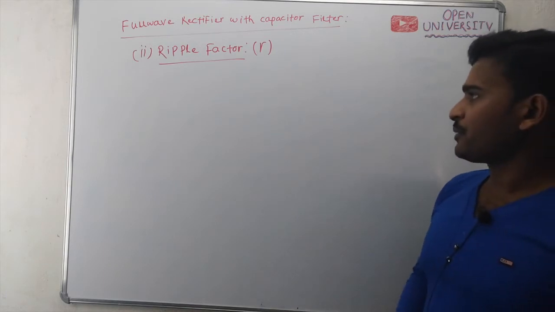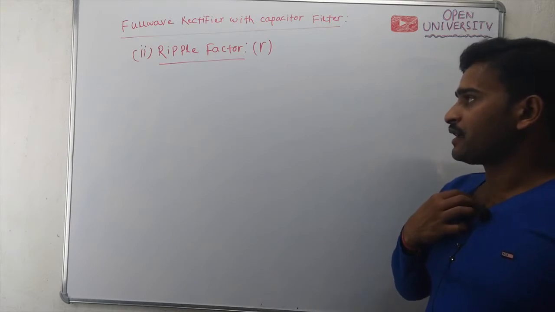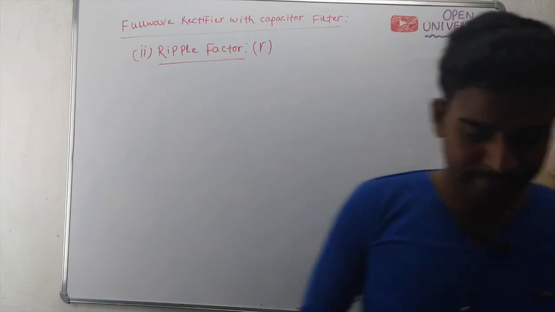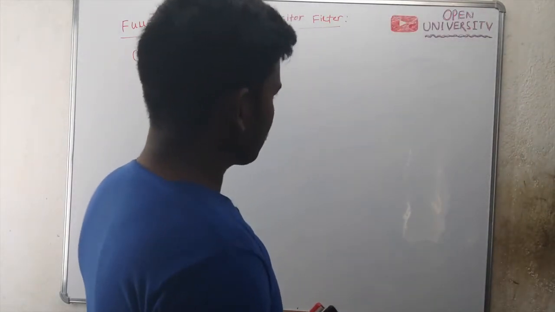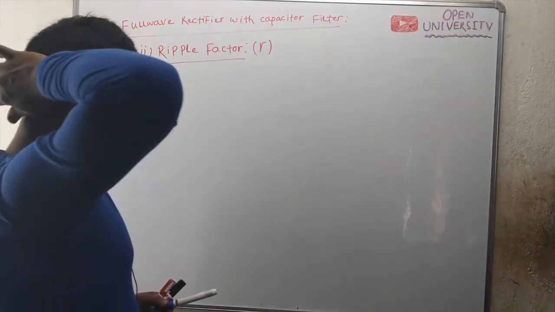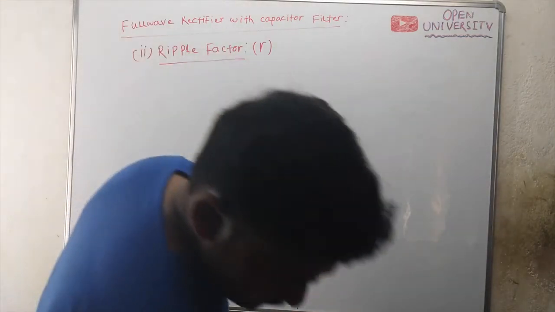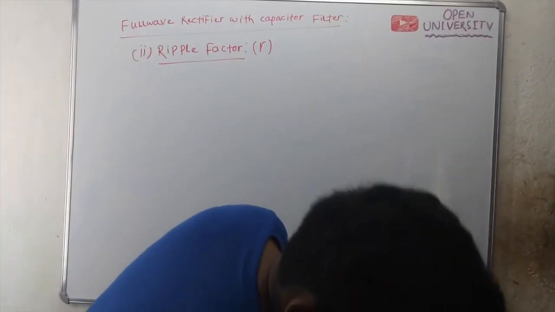What is the formula for ripple factor? I RMS dash by IDC: RMS value of the AC component divided by DC component. So in order to find out the RMS value of the AC component, you require the AC component. What is the AC component?